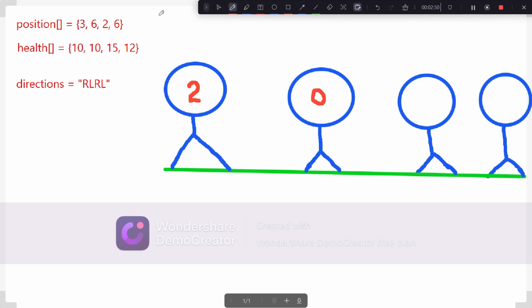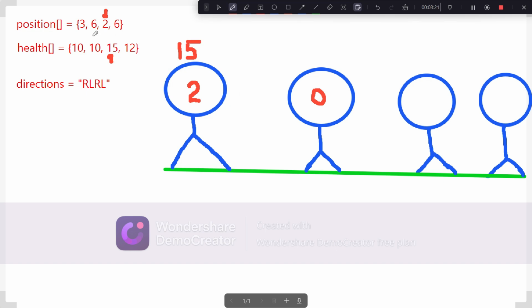So see here, these are my four robots and look at the position. If you look at the position, this guy, 2, is the first guy, right? This should be the first one because its value is smallest. So its position would be 2. And what would be its health? Its health would be 15. So let me write down health is 15 and its position is 2.